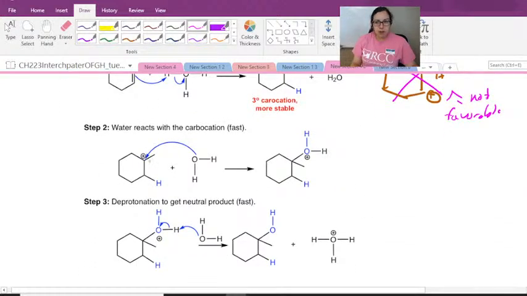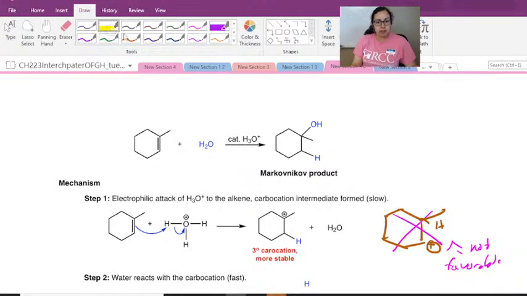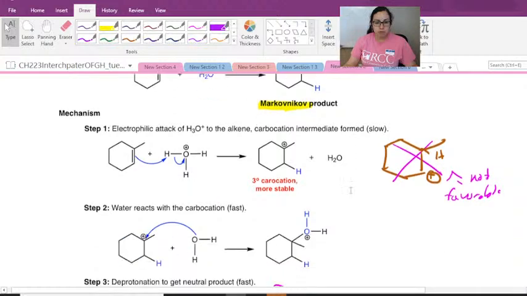We were here with our intermediate, so that means water is going to attack, and then you'll deprotonate. That gives us the more substituted product, with the hydroxide on that carbon. You'll see this term if you move into OChem or take OChem. This is called the Markovnikov product, and that just means that it adds to the more substituted carbon. Sometimes you'll see other mechanisms where it's called anti-Markovnikov, where it favors the least substituted carbon for some reason.